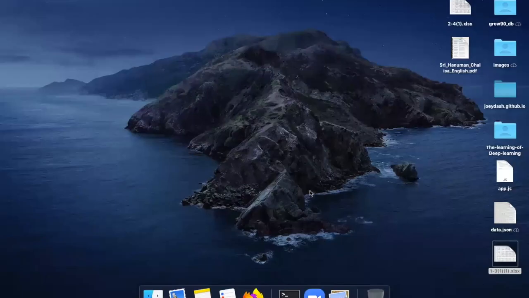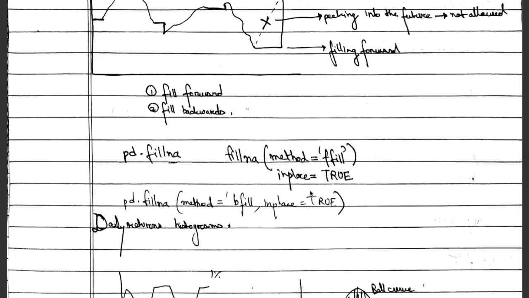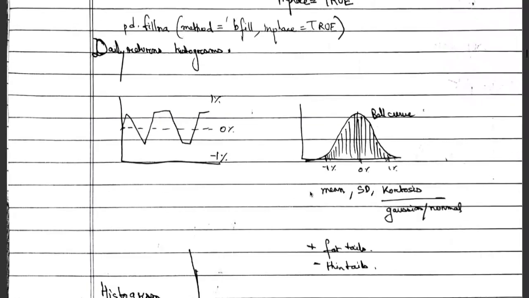Welcome guys. In this tutorial, I'll explain how to do forward fill, backward fill, and removal of NaN values, and also joining two or three data frames.